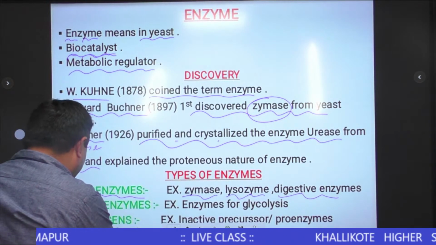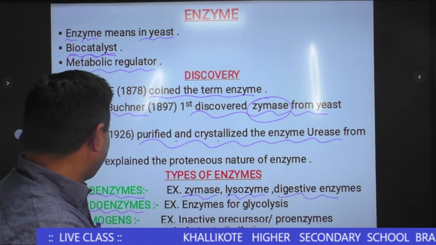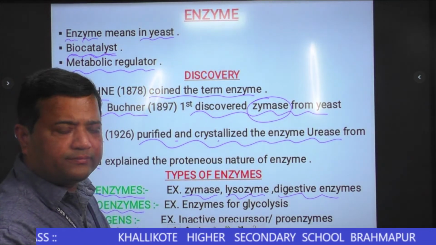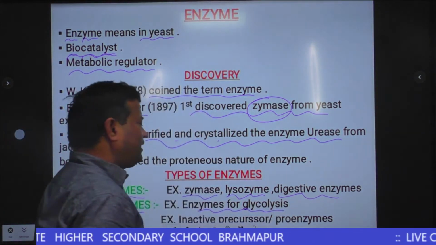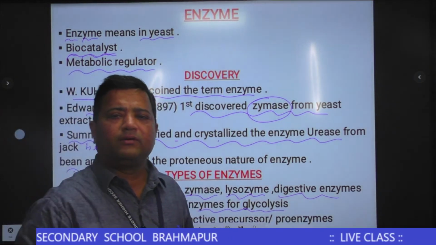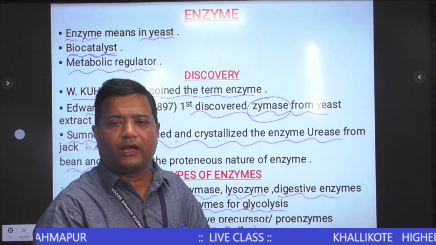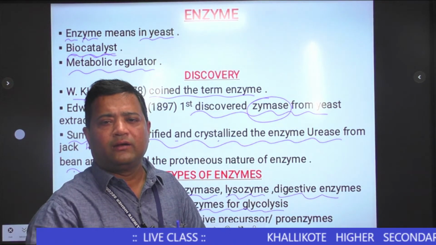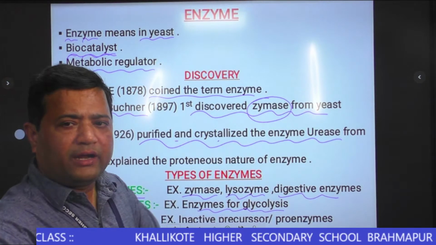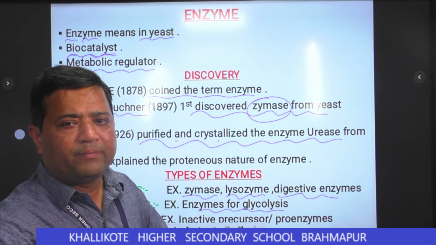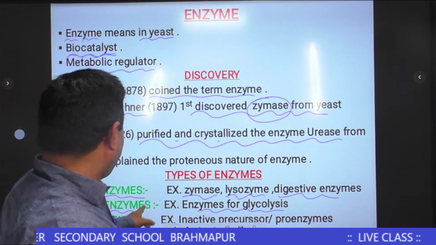Then comes endoenzyme. Endoenzyme means those enzymes which function inside the cell. One example is the enzymes for glycolysis. Different enzymes are involved in the glycolytic pathway, like hexokinase, phosphohexoisomerase, aldolase. Ten enzymes are involved in glycolysis. They are endoenzymes because they function inside the cell.